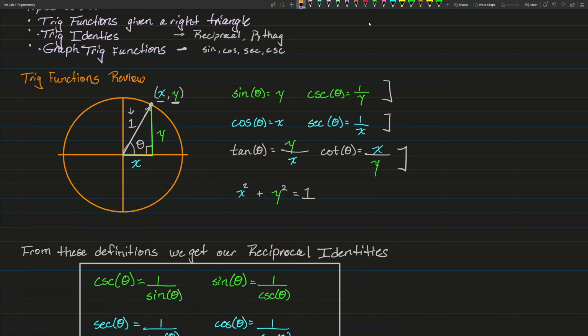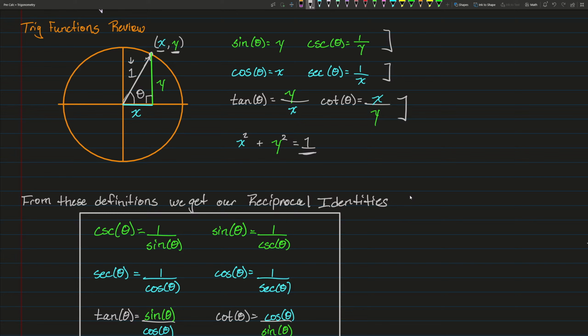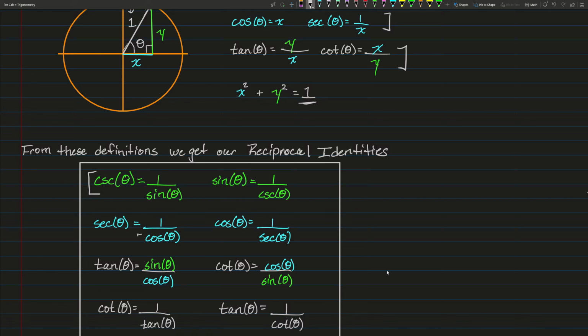From these definitions, we get the reciprocal functions. I know it's going to be a little bit hard to see both. Sine gives you y, and cosecant gives you 1 over y. So focusing on cosecant, cosecant is 1 over y, so that's 1 over sine. And then sine is 1 over cosecant. Secant is 1 over x, and we can substitute cosine, so secant is 1 over cosine. And then tangent is y over x, so we have sine over cosine.